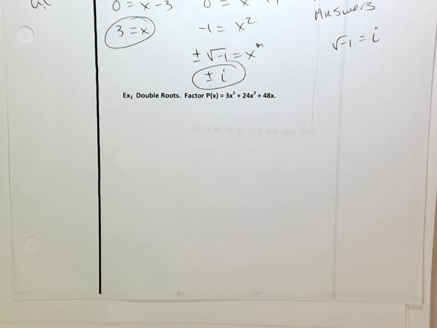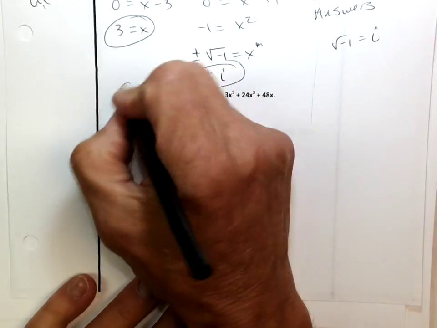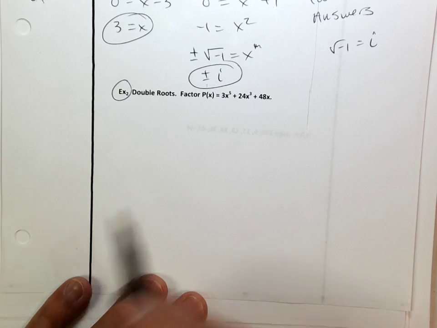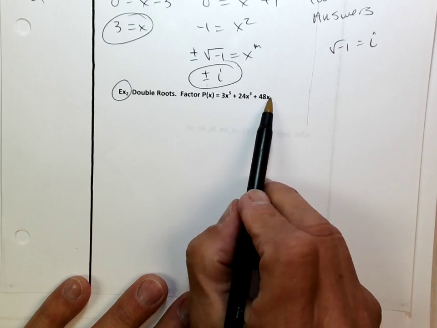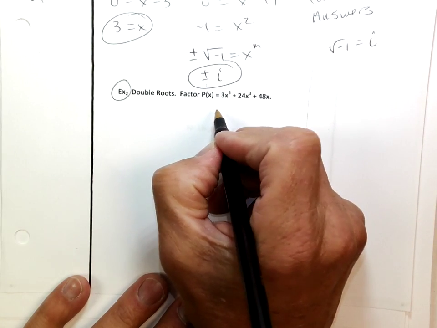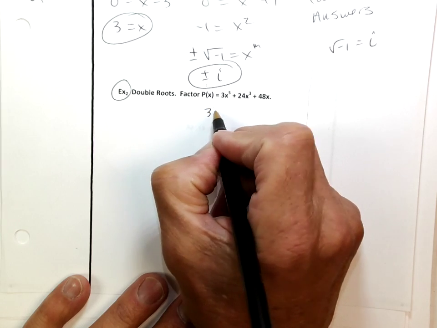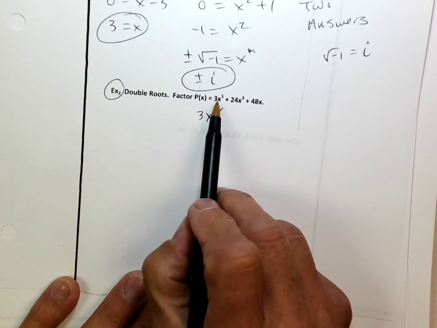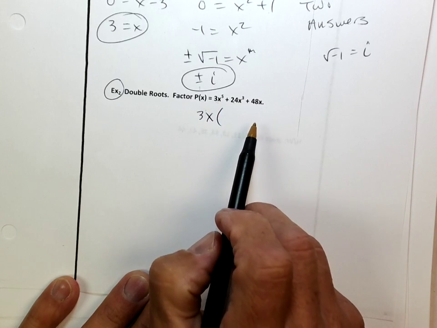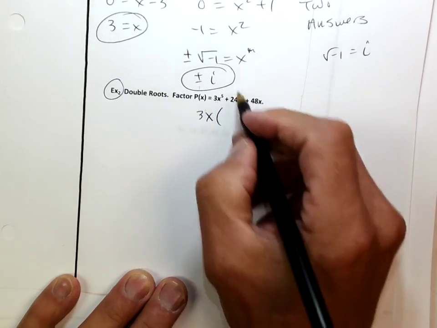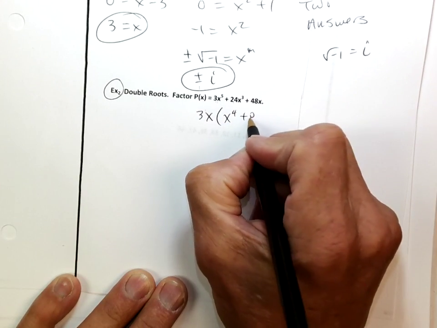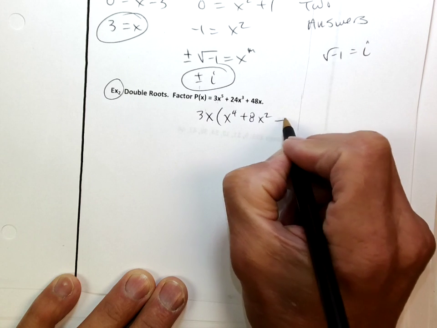All right. Example 2, double roots. Let's see if we can find a double root. By factoring, let's see. If I have to factor this, first of all, they've got an x, and I think they've got a 3 in common too. Guys, you okay with the 3 and the x in common? So I'm going to common factor first, and then I'd be left with an x to the 4th plus 8x squared plus 16.